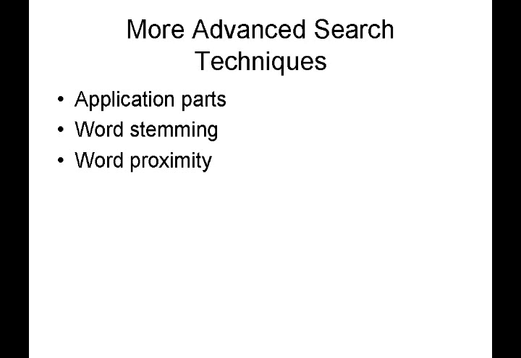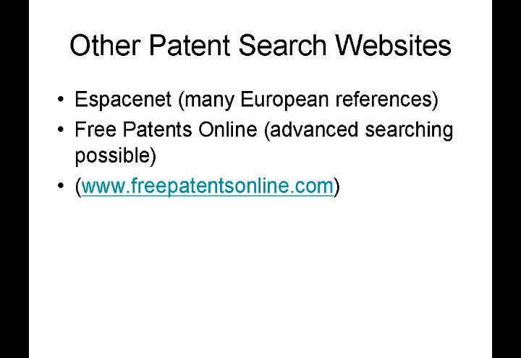And for those wishing to explore more, check out these references. Espacenet, which you can Google to get to that link, gives you many European references. Espacenet is the European Patent Office website. And Free Patents Online, where I've included the link here below, freepatentsonline.com, has forms for advanced searching. So you can do things like the word stemming and the proximity that I mentioned before. There are even some readme pages on the syntax of how to do these searches. You can also do these kinds of searches, at least some of them, on the U.S. Patent Office website.